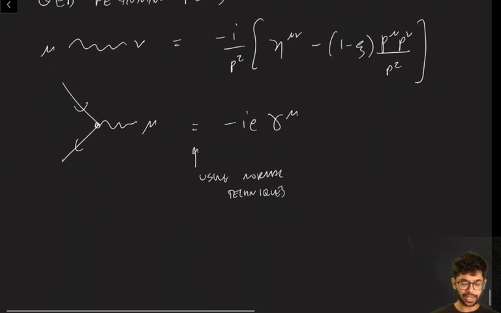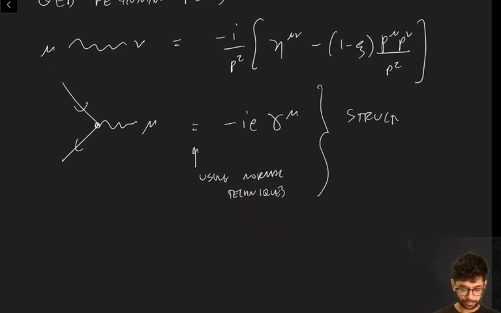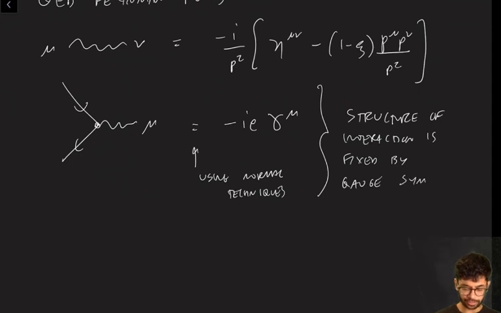This is an underlying theme, the fact that the structure of the interaction is fixed by the gauge symmetry. Okay? In other words, if you have gauge symmetry, you need to have this interaction. So this is an important principle which will become even stronger when we go on to non-abelian. Okay? Okay, and that's it.